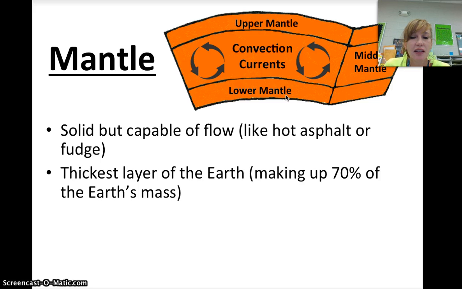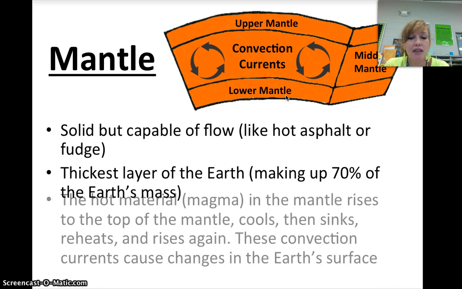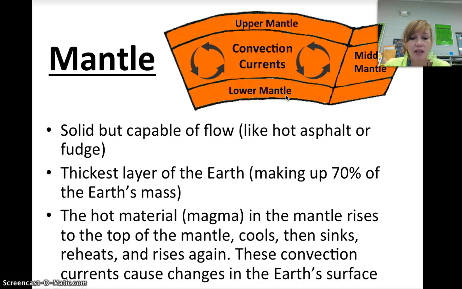The mantle is the thickest layer of the Earth. Remember, it made up the majority of the composition of the Earth. It says here about 70% of the Earth's mass. The mantle is very hot. The closer you get to the center of the Earth, the hotter it's going to get. So the mantle has that hot material, which we know is called magma because it's underground.